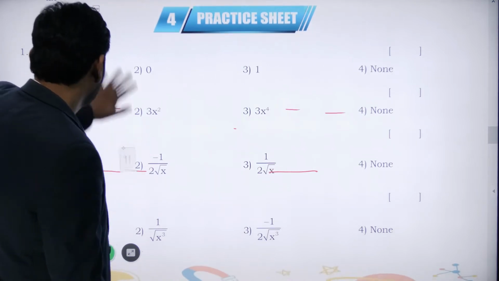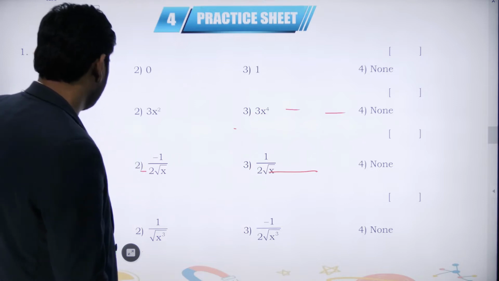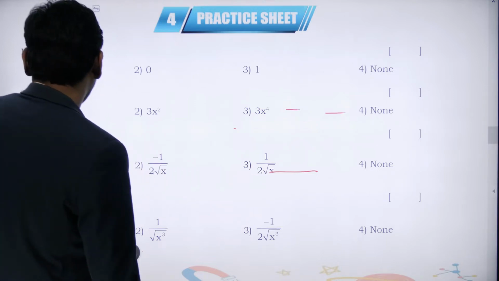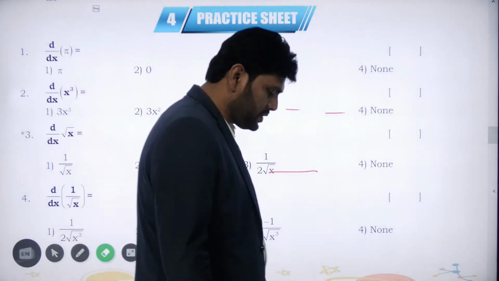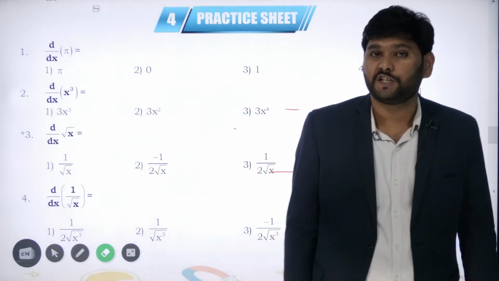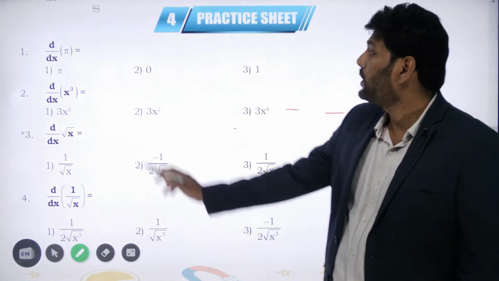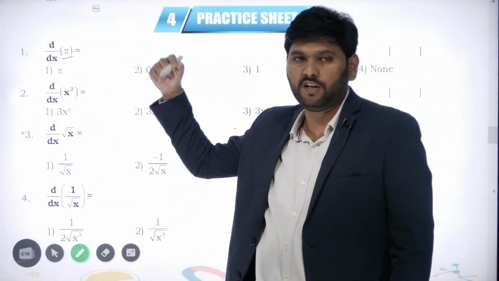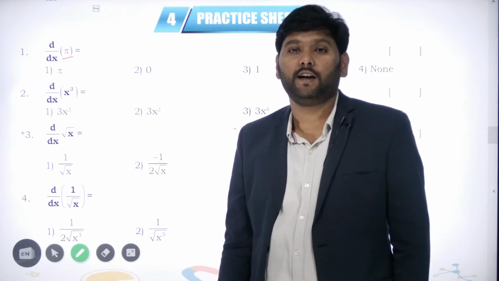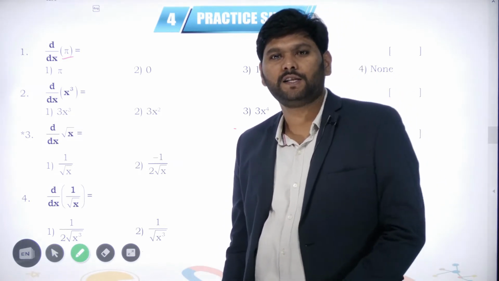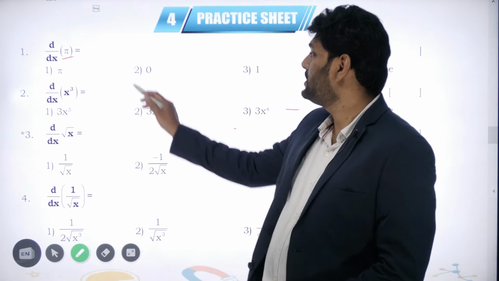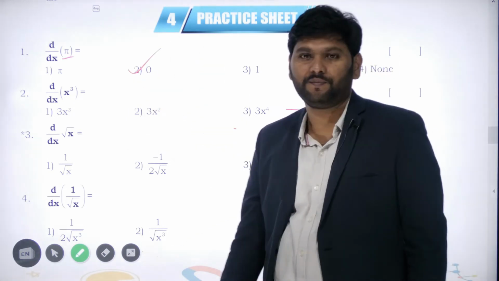Let's do questions based on this practice sheet. Now see the first question, differentiation of pi. Look at here, pi is a constant. You know already, constant differentiation is what? 0. So answer directly 0.